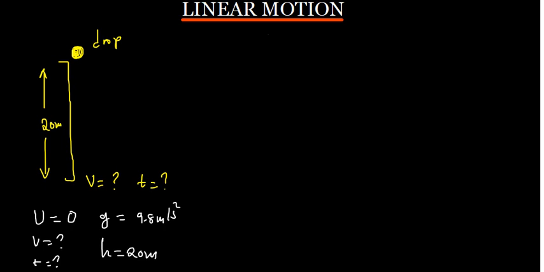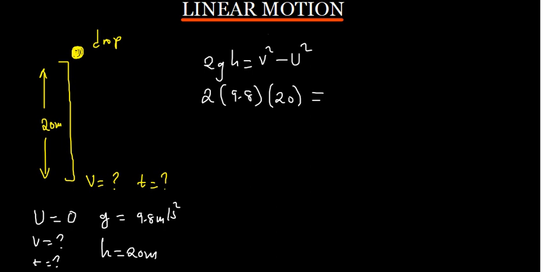So I can say 2gh is equal to v squared minus u squared. And this will give us 2 g, since we are going in the direction of gravity, gravity is going to be positive 9.8. And then the height is 20, right? And this is going to be equal to final velocity. That is what we want. The initial is 0, right? Because this thing is coming from rest.